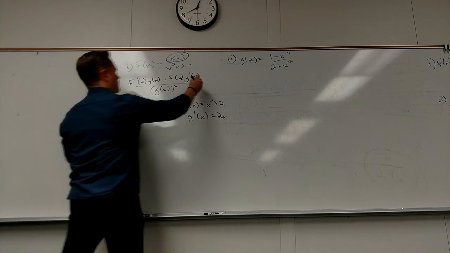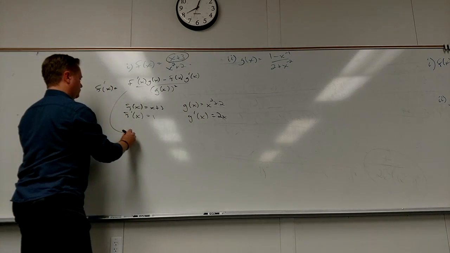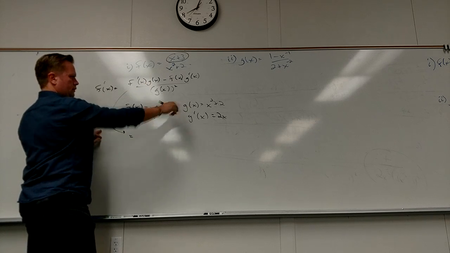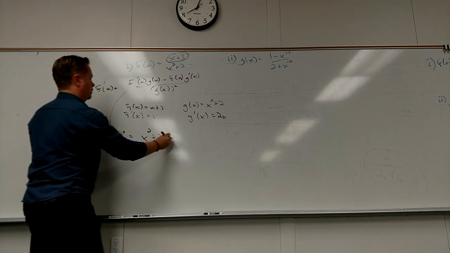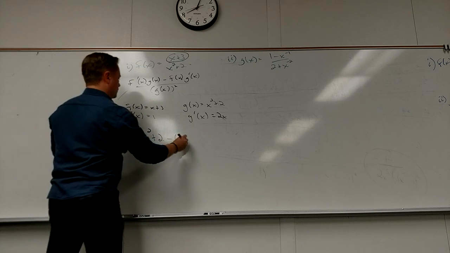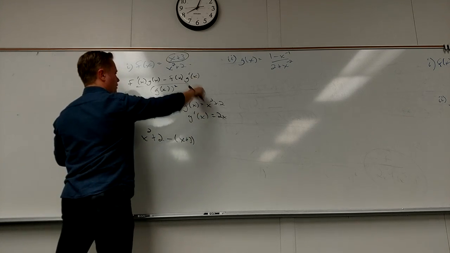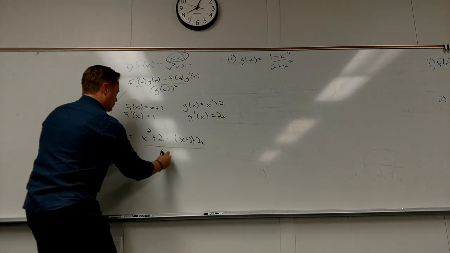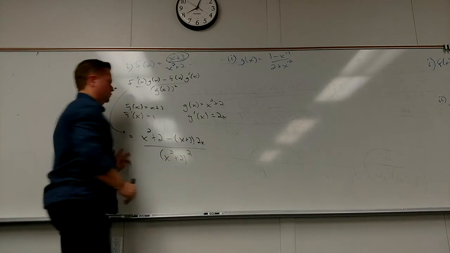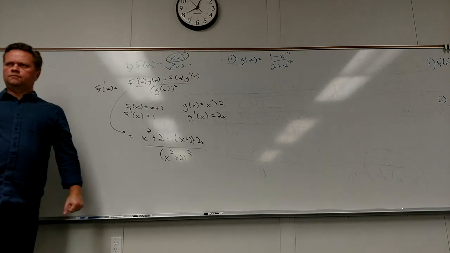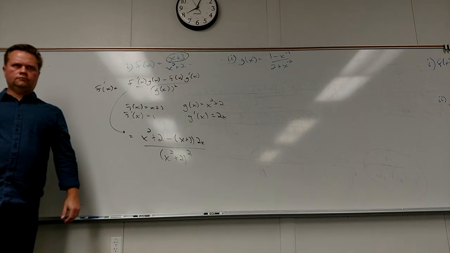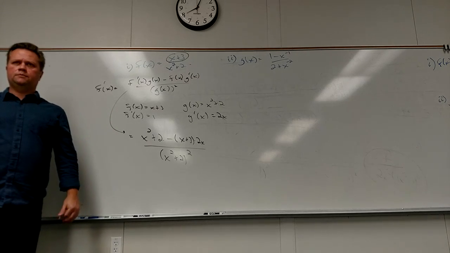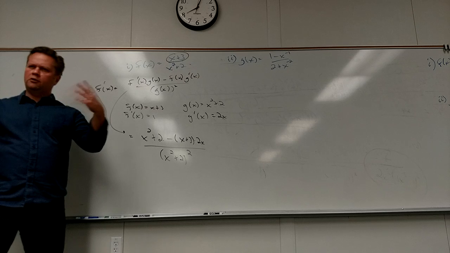So this would become f prime is 1, g of x is x squared plus 2, minus f is x plus 3, g prime is 2x, all over g of x squared, right? That's perfectly fine. Nothing wrong with that. It's basically the same thing I did, just reorganized.